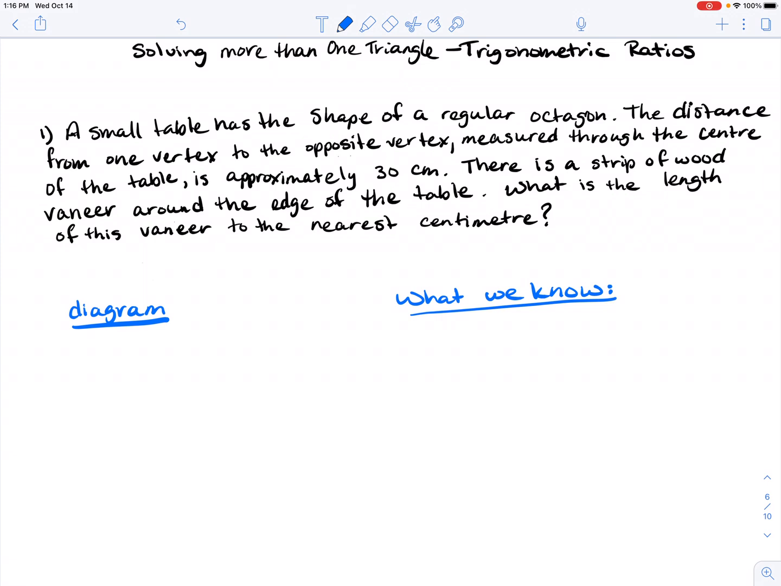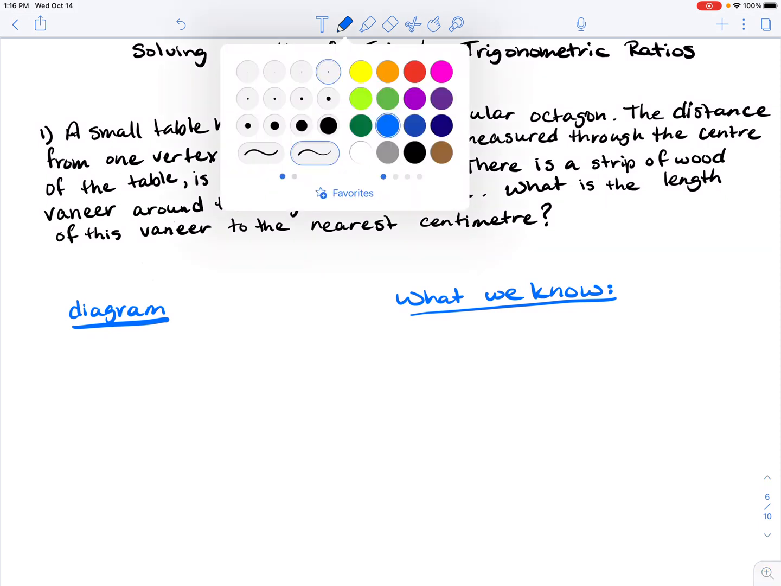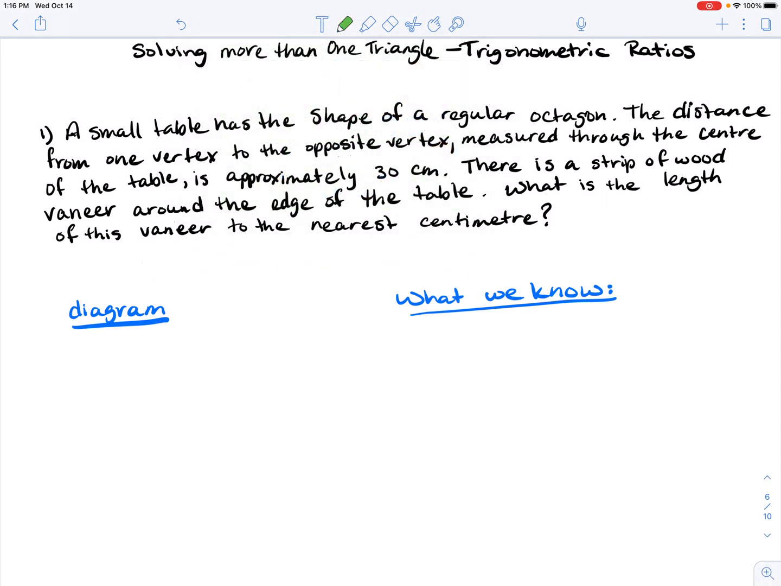There is a strip of wood veneer around the edge of the table. What is the length of this veneer edge to the nearest centimeter? So the first thing we need to do is draw our diagram. So what does an octagon look like? It has 8 sides. So 1, 2, 3, 4.